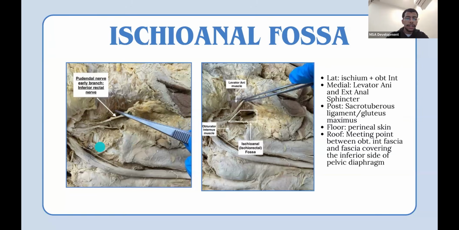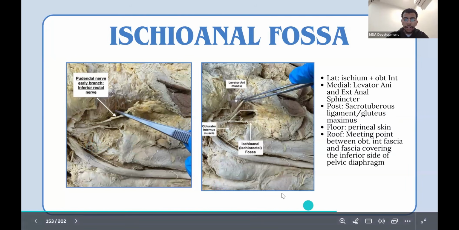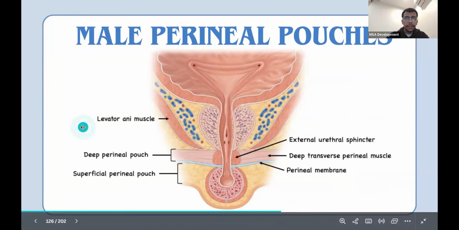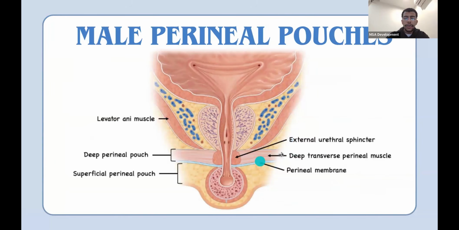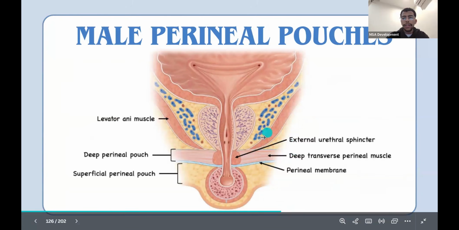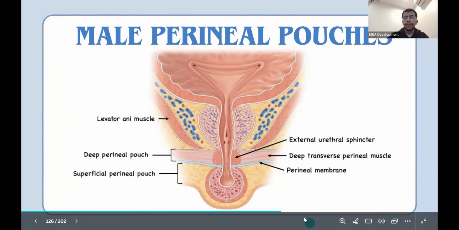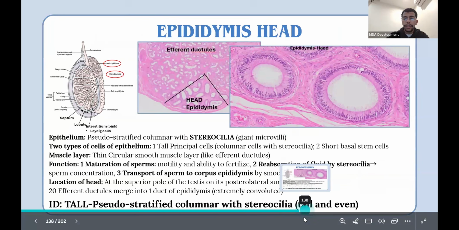I think there's a picture here at the back somewhere. Let me just find it. Okay, yeah, here. If this picture is not complete, however, here the levator ani is going to stop at a point, and at that point, it's going to meet the obturator internus. That meeting point is the roof. Okay. I hope it's all clear now.